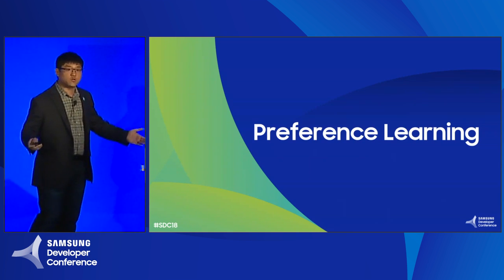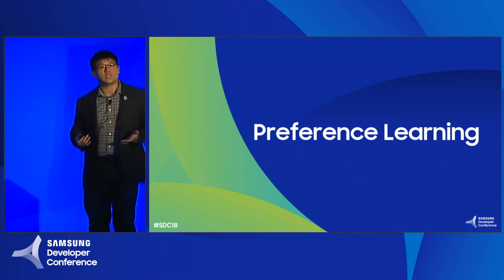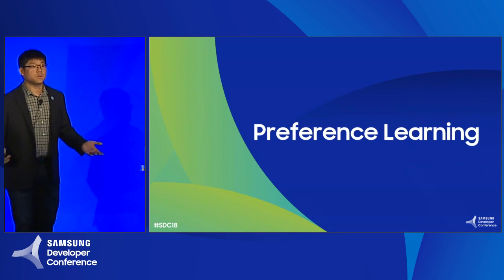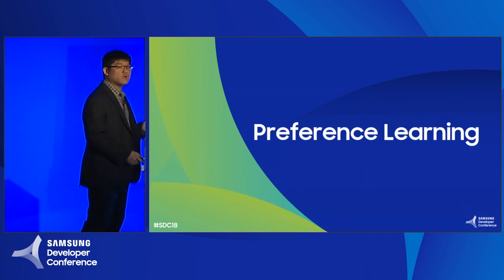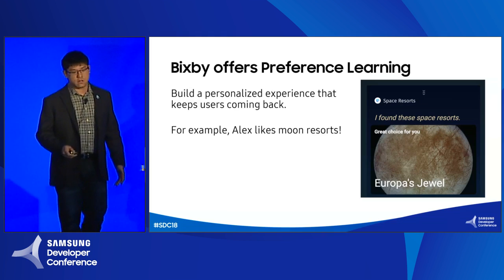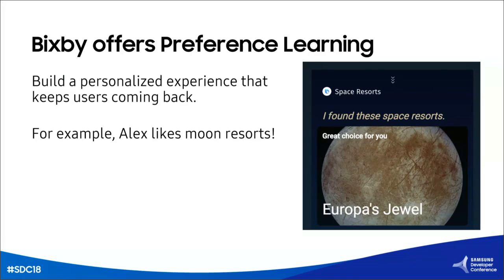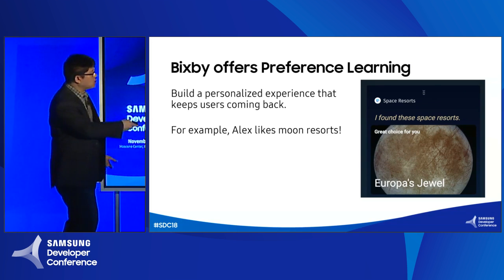I think that it's great that we brought something to the top. It's a hot destination. But this is going to be the same for every user. Now, Bixby can do something better than that. We call it preference learning. We want to build a personalized experience in Bixby that keeps users coming back. For example, I might like moon resorts. So when I say, find me a space resort, Europa's Jewel is a great choice for me.